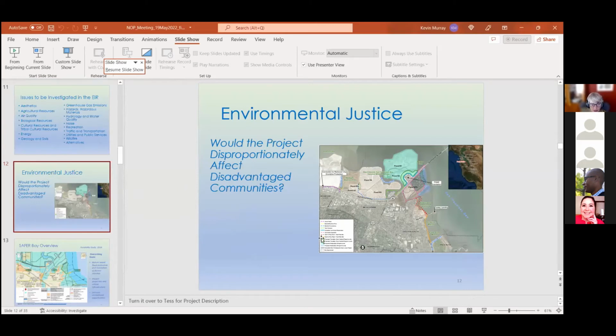So in parallel with preparation of the environmental impact report, the JPA will be investigating environmental justice, which essentially involves answering the question, would implementation of the project disproportionately affect disadvantaged communities? So I'd like to turn it over to Tess to talk through the project description.